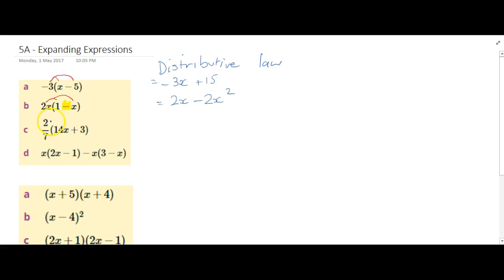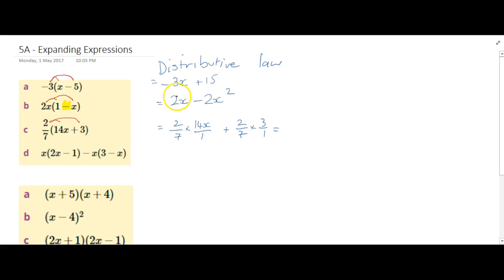Okay, so again, question C, they're going to get a little bit trickier from now. So even if you've got a fraction, same rules apply. It's that times that, and that times that. Okay, so 2 over 7 times 14x, plus 2 over 7 times 3. Okay, so fractions are involved, so test your knowledge of fractions. Okay, so we can think of it as a multiplying of two fractions together.